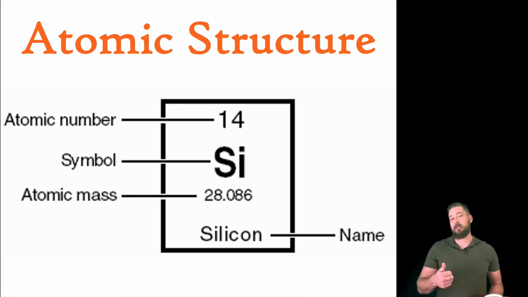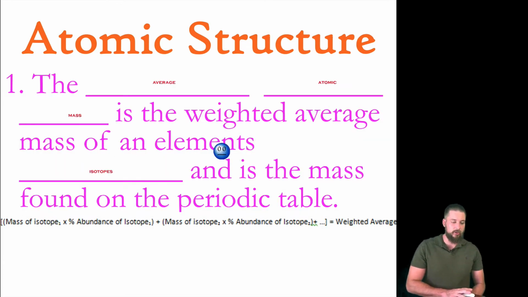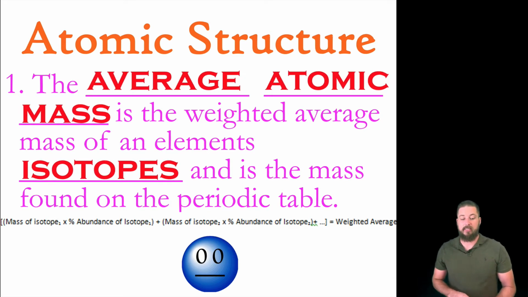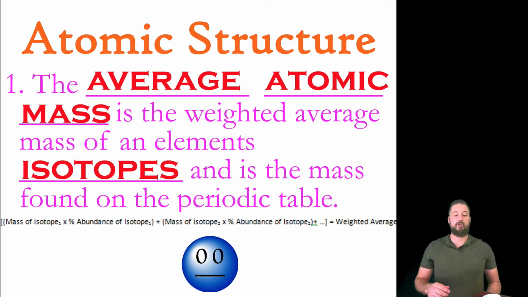We're going to talk about how to calculate that, and we're going to talk about how we even determine the weights of these atoms. And so the average atomic mass is the weighted average mass of all the isotopes of an element, and it is the mass found on the periodic table. So again, it's a weighted average.